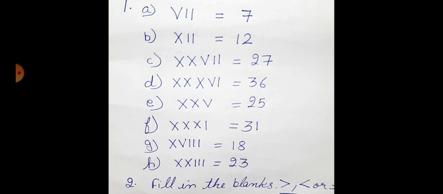X and V, just notice one thing. In the G part, the V is written to the right of X. That's why it will be getting added. V can never be written on the left. So XV is equal to 15. Then I, that is 1: 15 plus 1, 16. 16 plus 1, 17. 17 plus 1, 18. So the number will be 18.